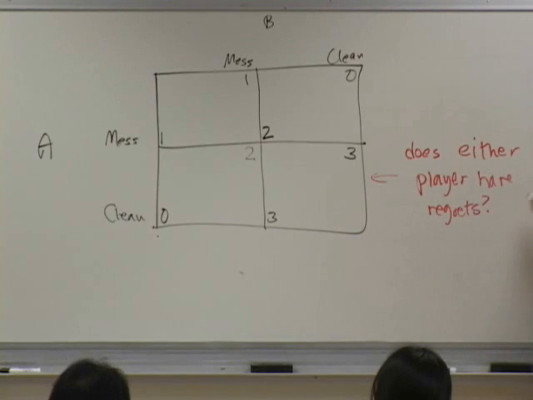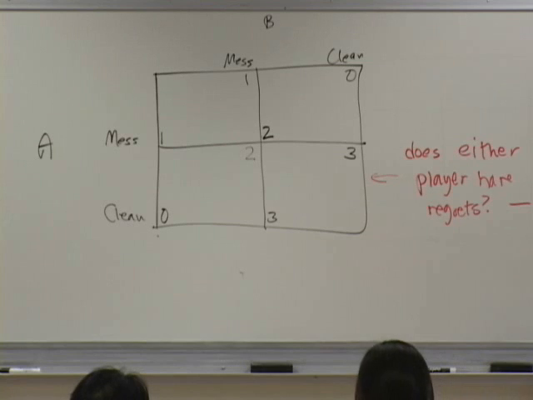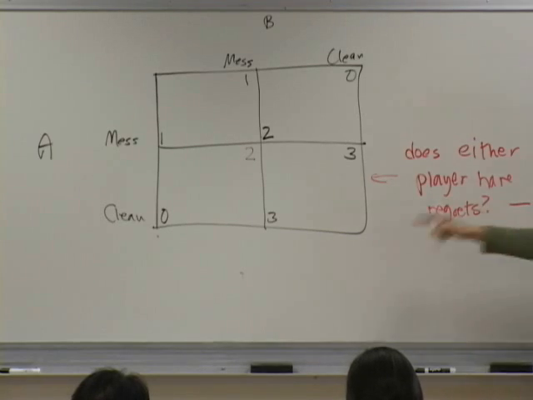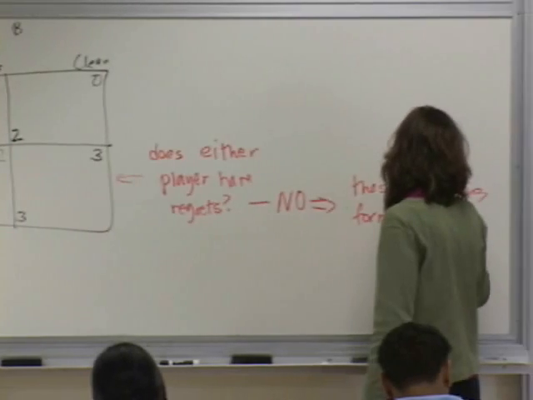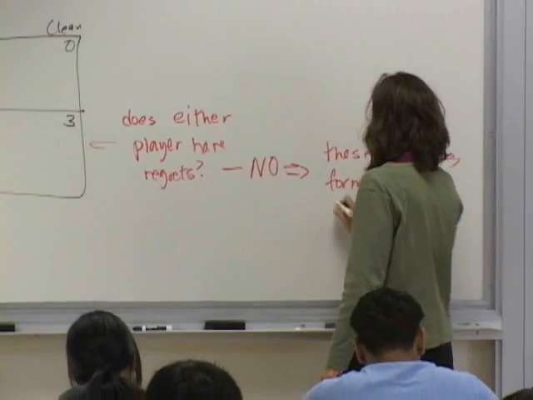When the answer is no, that means these strategies, this row and this column, form a Nash equilibrium.